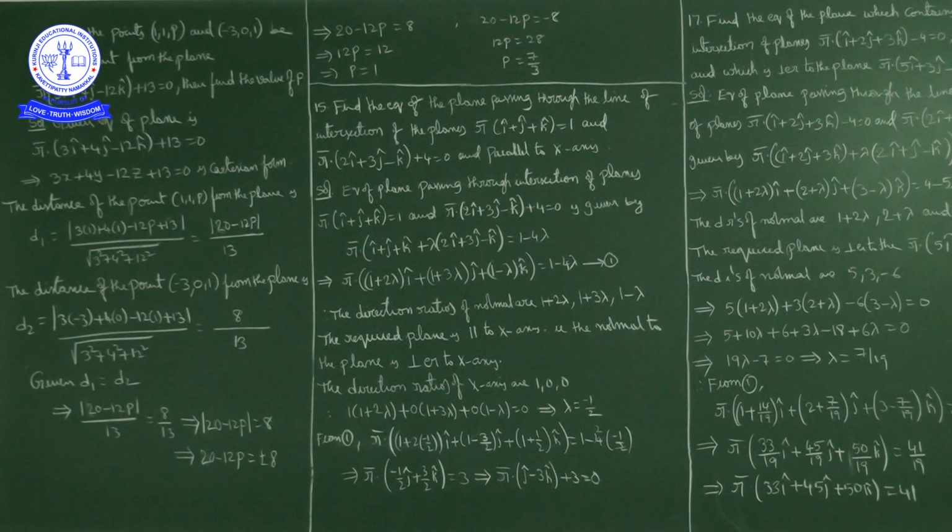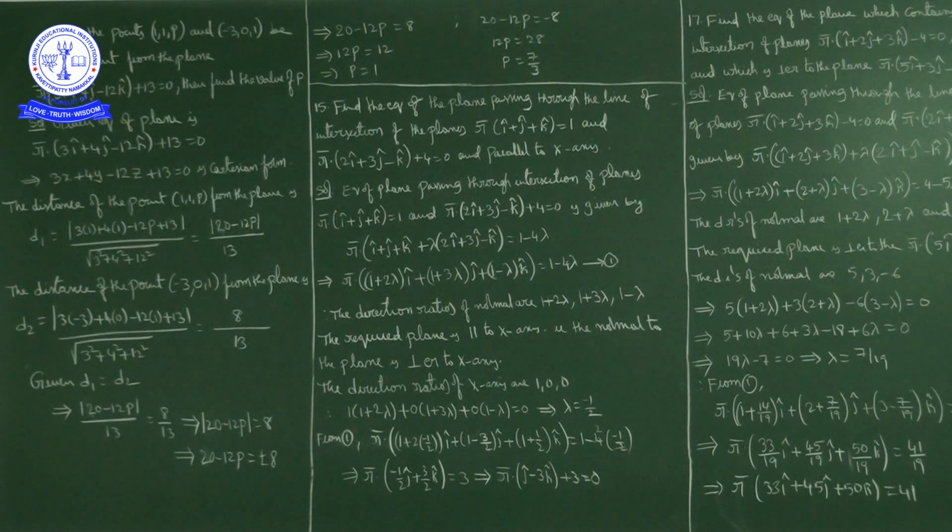Already we discussed the family of planes passing through the line of intersection of two planes r bar dot n1 bar equal to d1 and r bar dot n2 bar equal to d2. It is given as r bar dot n1 bar plus lambda n2 bar is equal to d1 plus lambda d2. So what are the given planes?